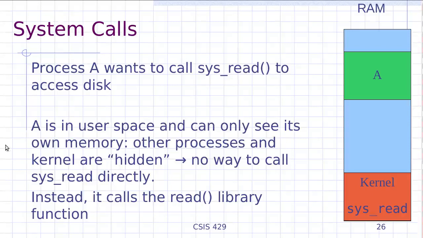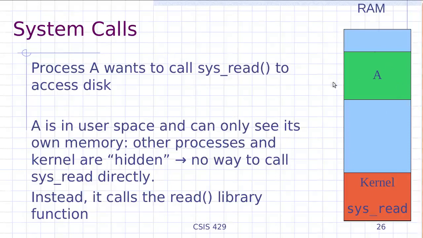Okay, so now let's come back to this idea of a process address space. We'll flesh this out little by little. So let's say you have a program A, it's running, and so it's now a process, and it wants to read something from disk. So it will call the sysread function to access the disk.